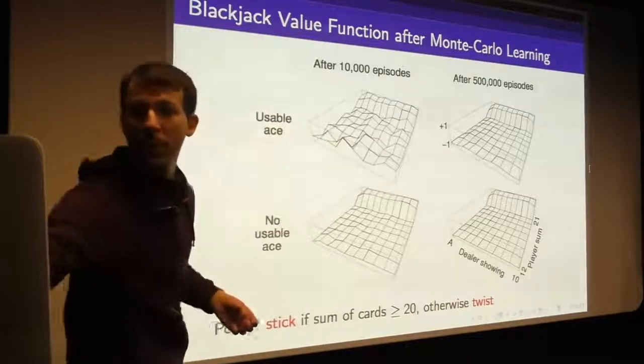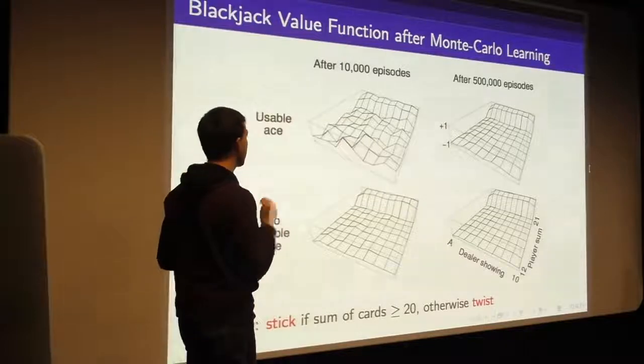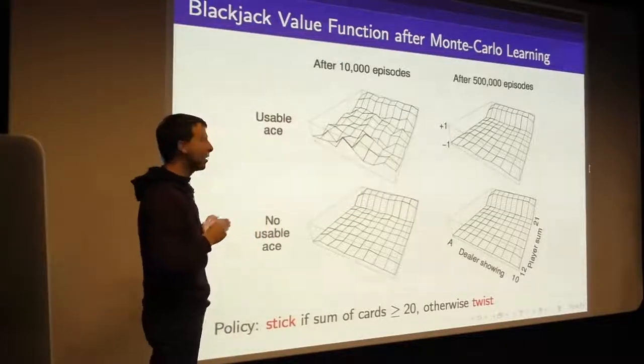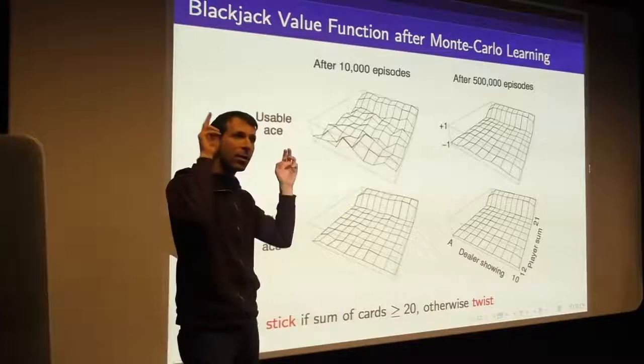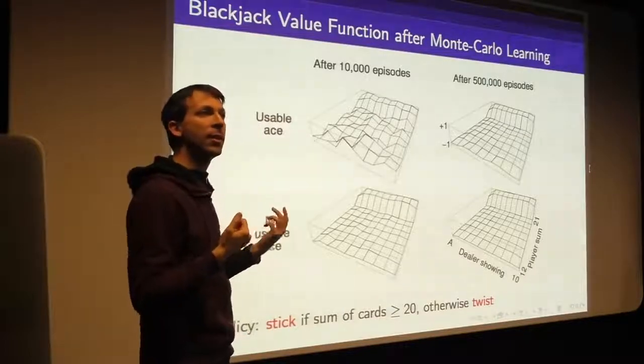Oh sorry, I forgot to mention one more state variable. So we have 3 state variables. The third state variable is whether we have an ace in our hand which is usable. That means it can take the value of either 1 or 11.